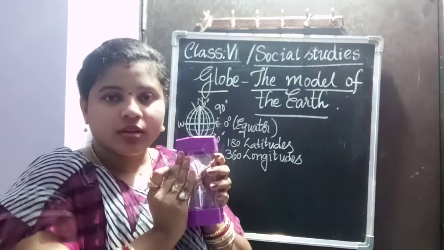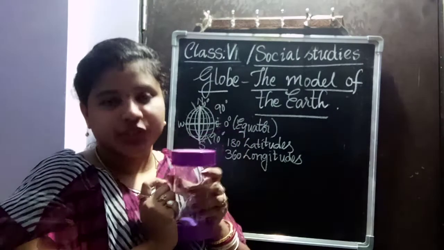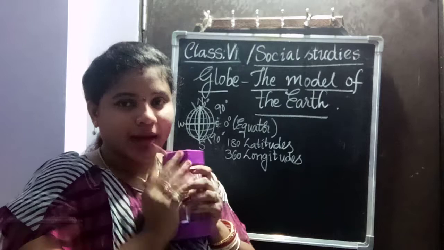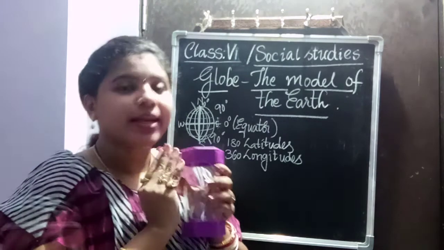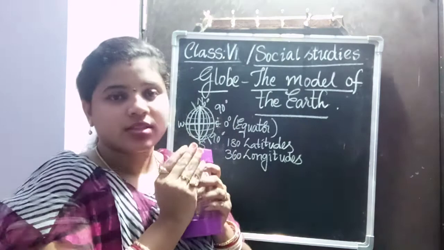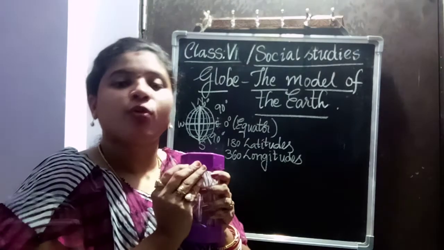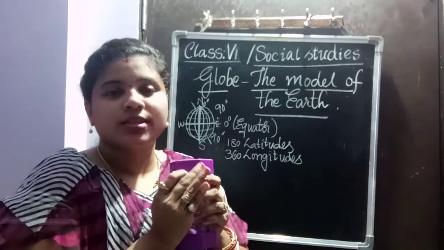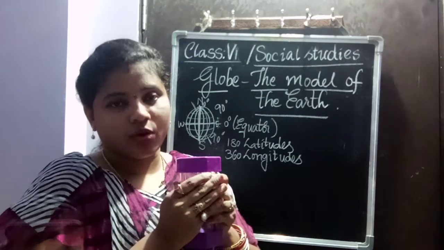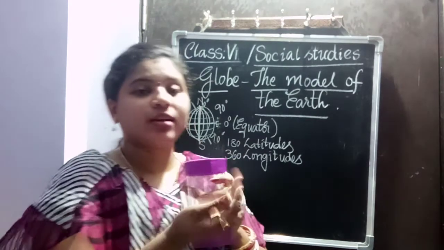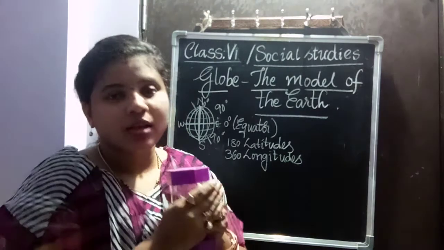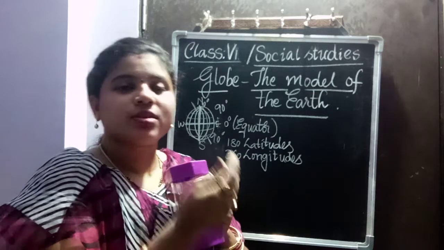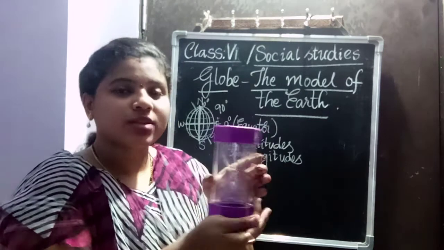It takes 24 hours to complete one rotation. But exactly, it takes 23 hours, 56 minutes, 4.09 seconds. So next time whenever someone tells you about 24 hours, please mention that it is 23 hours, 56 minutes, 4.09 seconds. This movement is known as rotation.